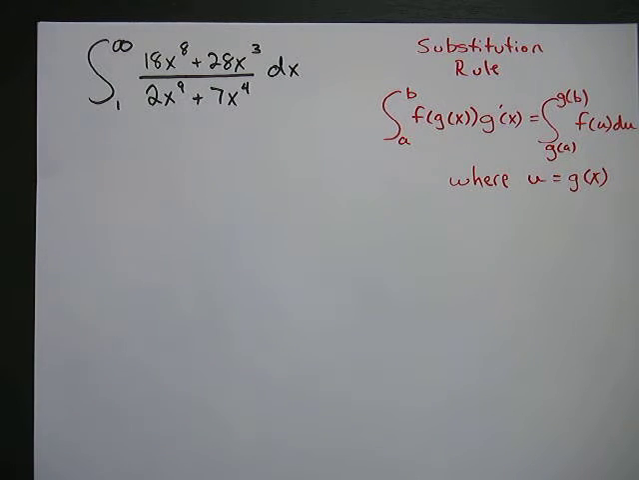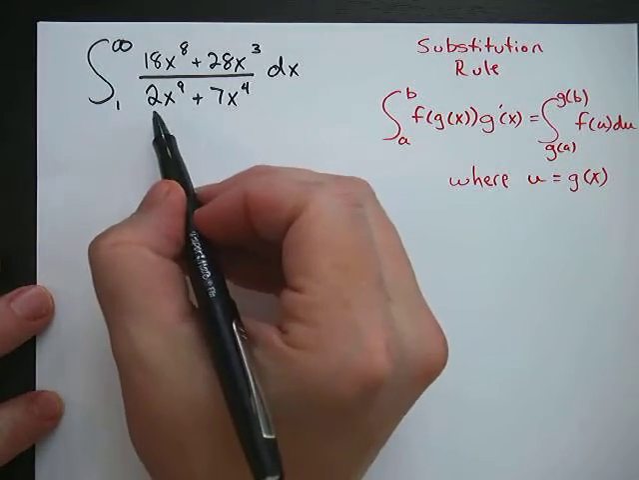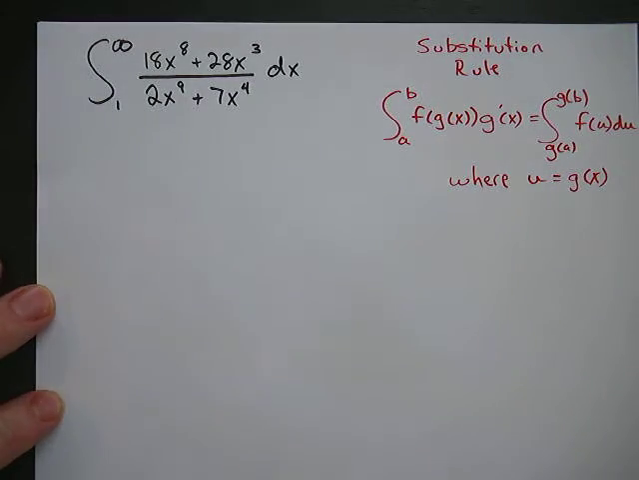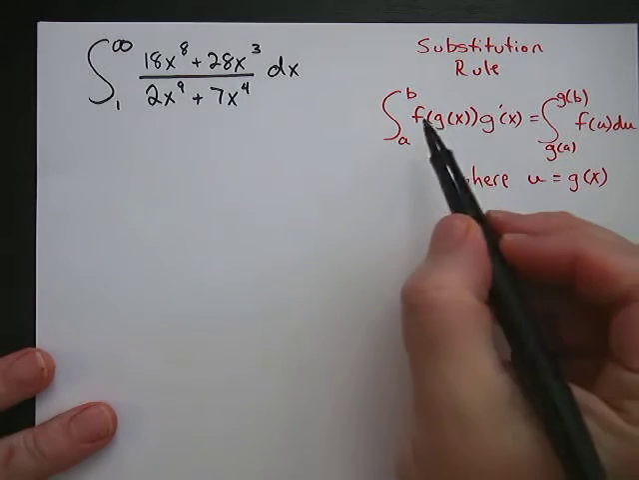In this problem, we have the integral from 1 to infinity of (18x^8 + 28x^3) divided by (2x^9 + 7x^4) dx. What we're going to do in this problem is use the substitution rule to get this into a place that I can solve it.